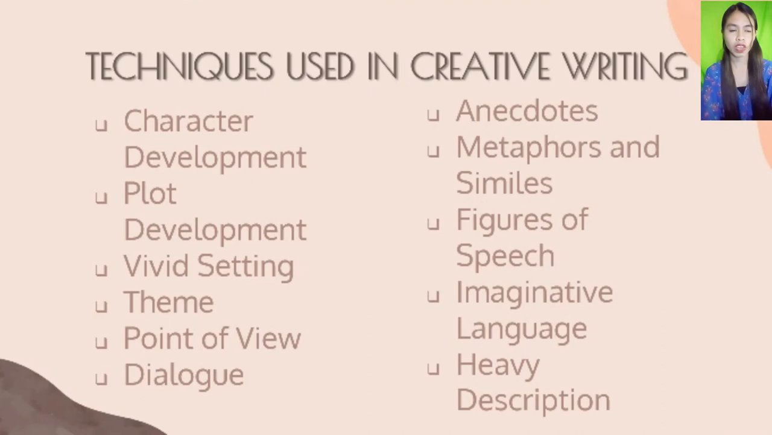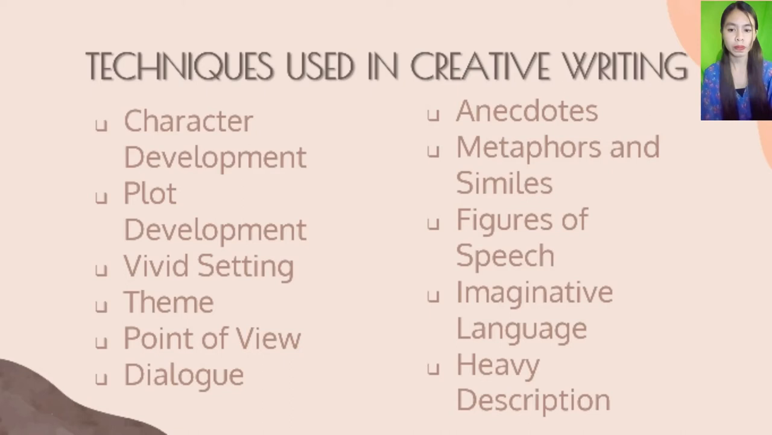And we also have techniques used in creative writing. First, the character development: a process of building a unique three-dimensional character with depth, personality, and clear motivations. Next, the plot development. It means ensuring that your novel contains what makes stories enjoyable to read. The next one is the vivid setting, which makes your fiction more believable.